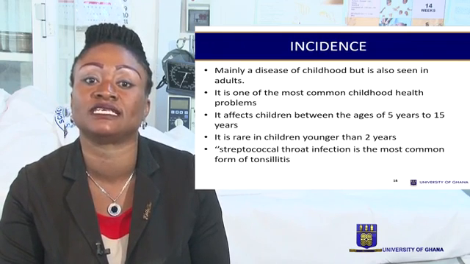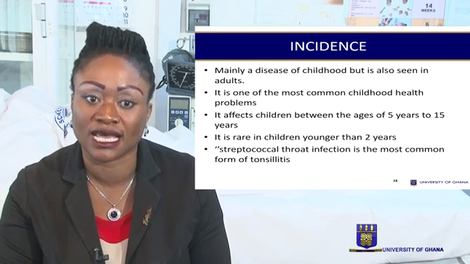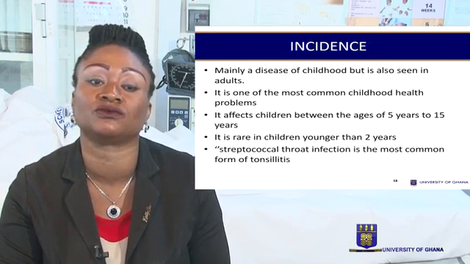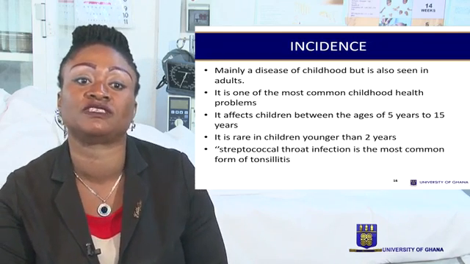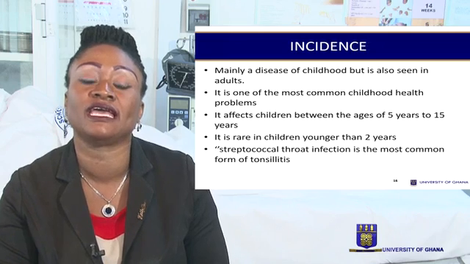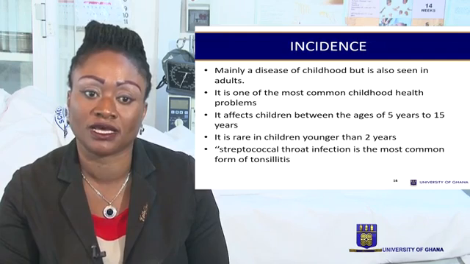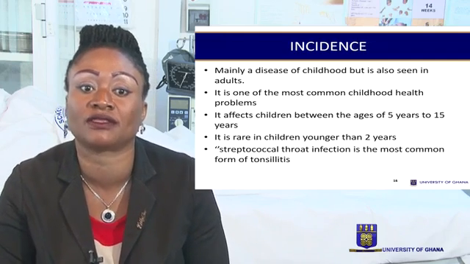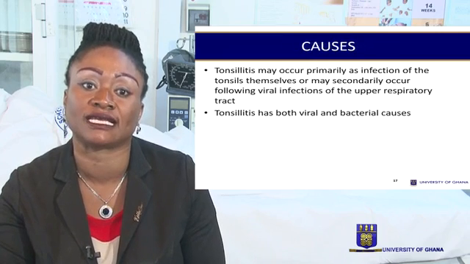Tonsillitis is mainly a disease of childhood, but it may also be seen in adults. And it's one of the most common childhood health problems affecting children between 5 to 15 years, but rare in children below 2 years. Streptococcal throat infection is the common form of tonsillitis.